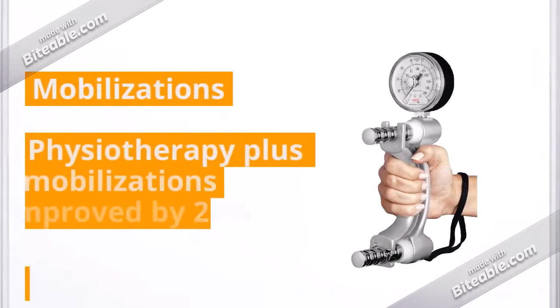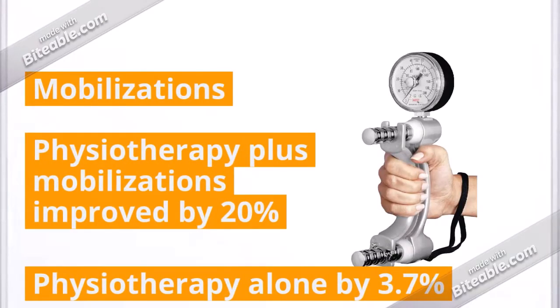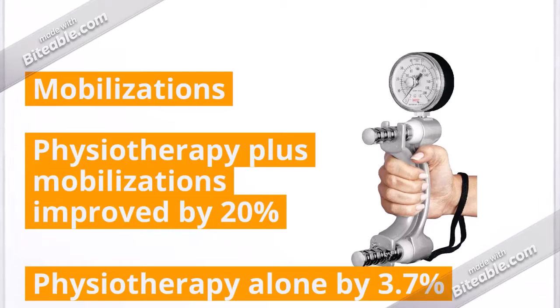So the study that was done by Kamek et al. in 2013 on mobilizations also investigated hand grip strength. The results of their study found that after 3 months, hand grip strength improved by 20% in the mobilization group and only 3.7% in exercise therapy alone.